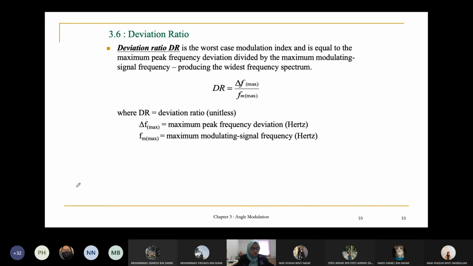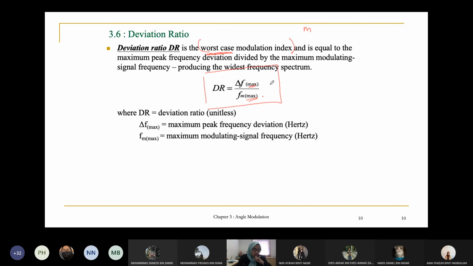So next is the deviation ratio. This is the last part for today. Deviation ratio is the worst case modulation index. It is actually the modulation index M, but for the worst case, the maximum one. To calculate the deviation ratio, this is the formula: delta F max divided by Fm max. You must make sure that the value is maximum, then only we can say that this is the worst case modulation index, or the deviation ratio. If you don't have the max here, then it's just a modulation index.